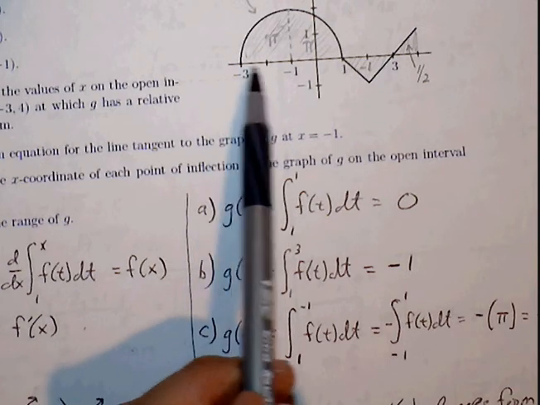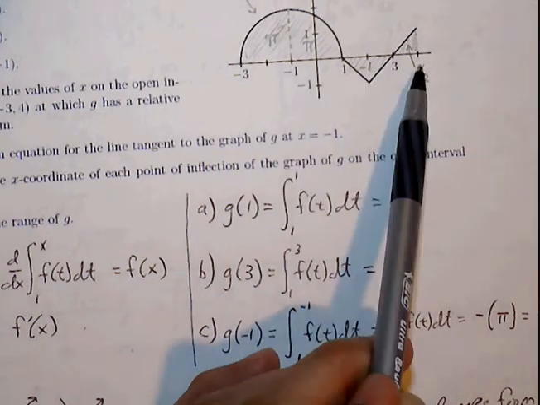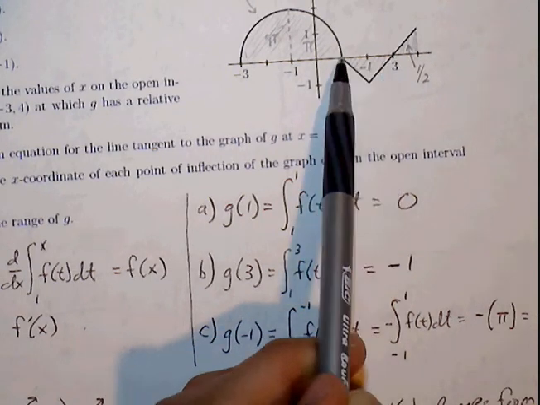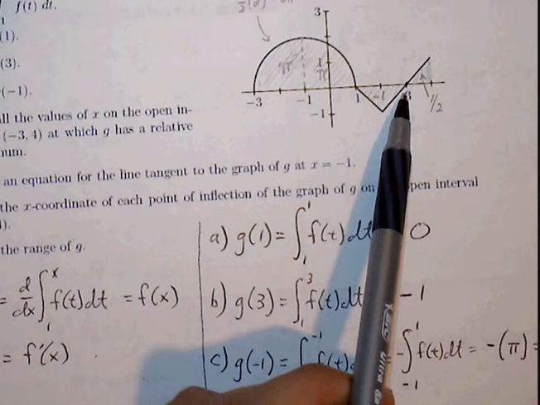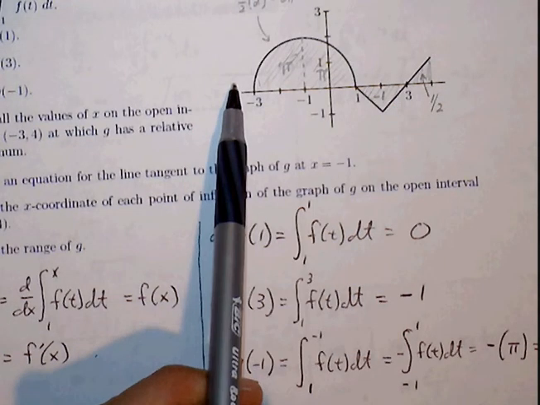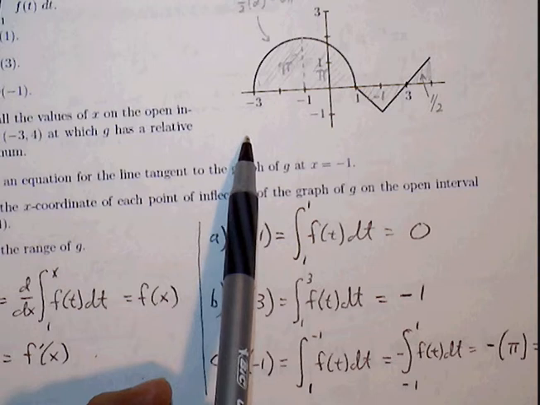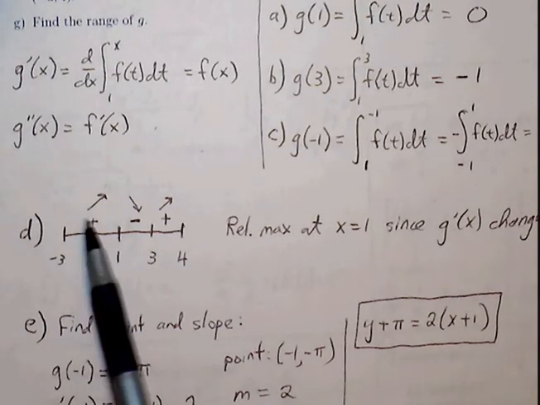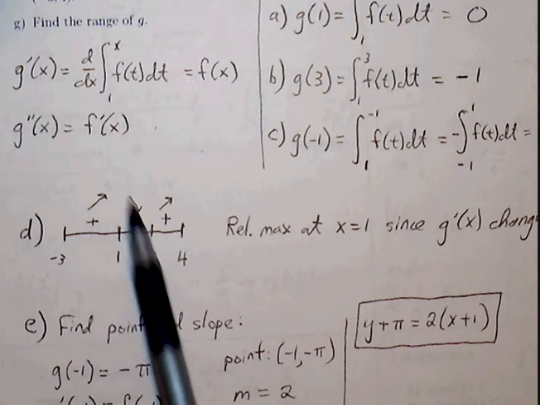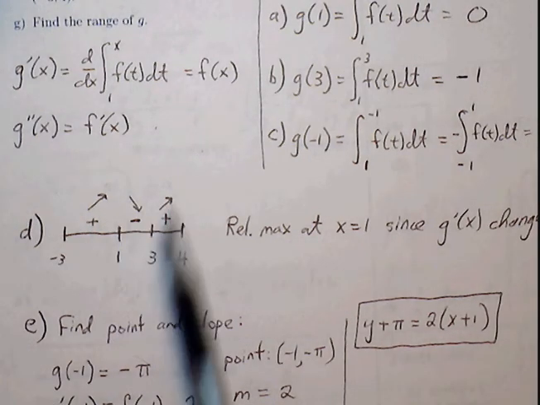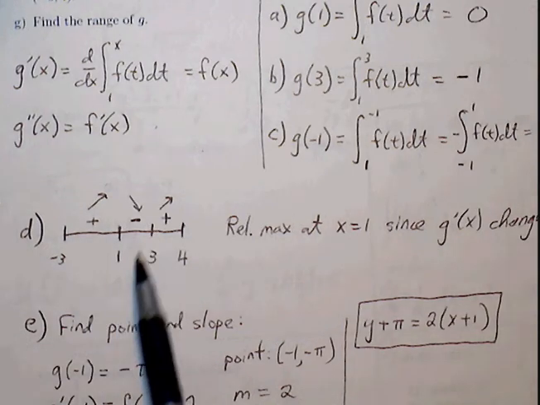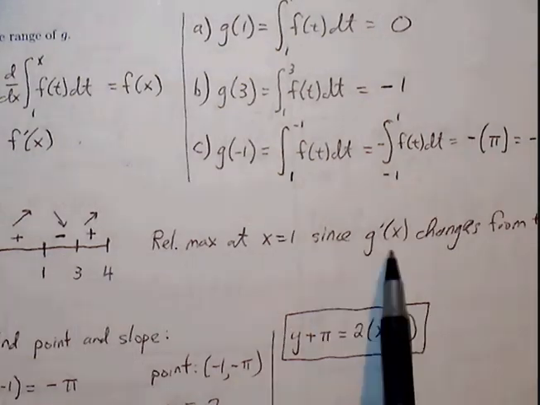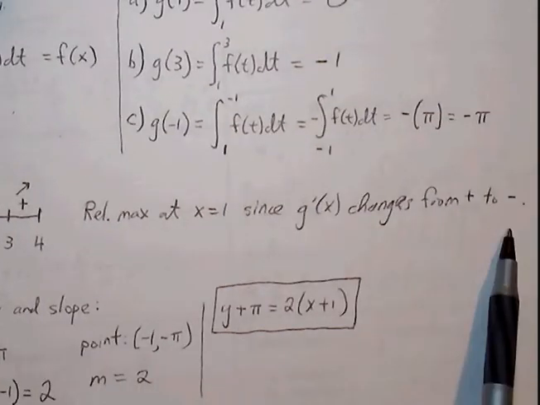And we can make a sign line, endpoints being -3 and +4, critical points being +1 and 3. These are where our x-intercepts are. And if this is the derivative graph, anything above represents positive slope, anything below represents negative slope. So on our sign line, we have critical points at 1 and 3. The graph is above the x-axis, below the x-axis, and above the x-axis. Looking at these arrows, we can tell that our relative max must occur at x equals 1, because g prime changes from positive to negative.